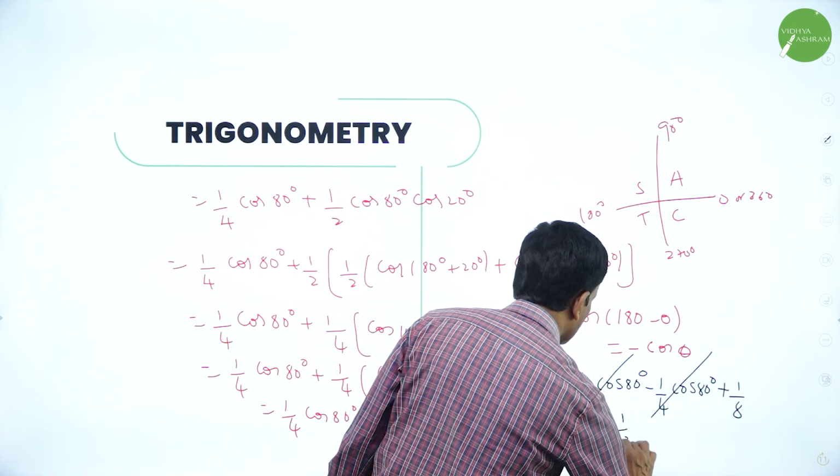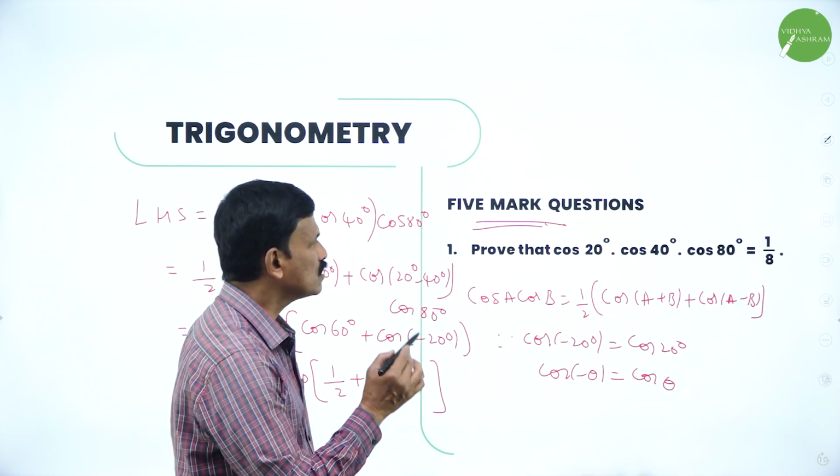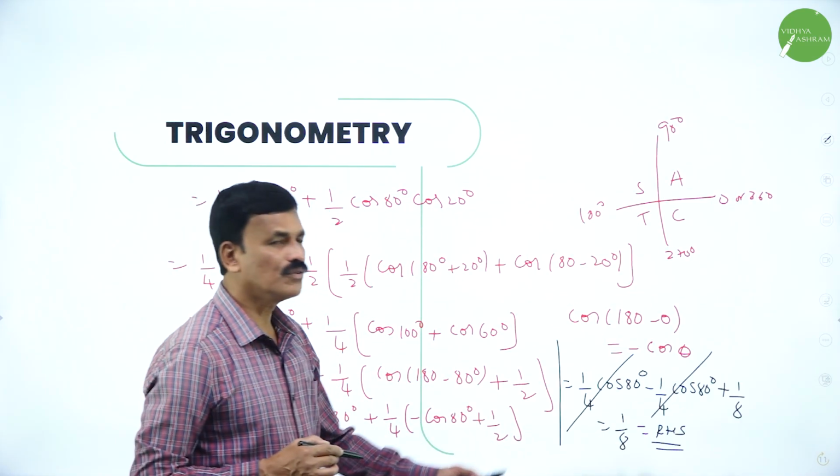What is remaining? 1 over 8, which is the required RHS. That's it. So what is the answer? 1 by 8. Right. 1 over 8 is the required answer.